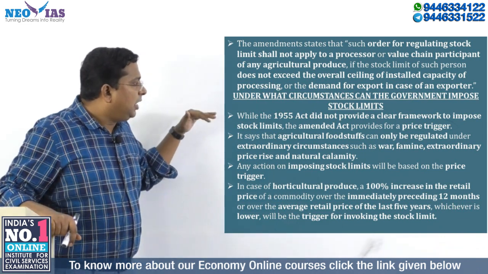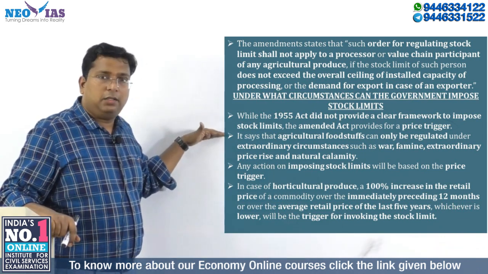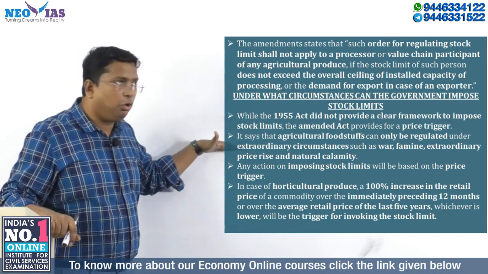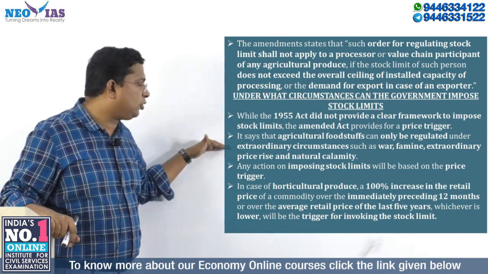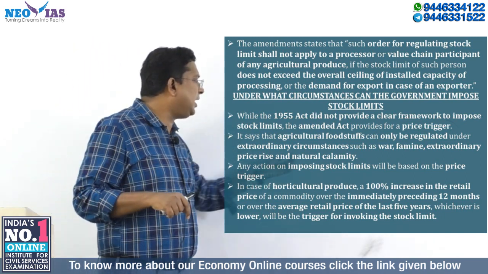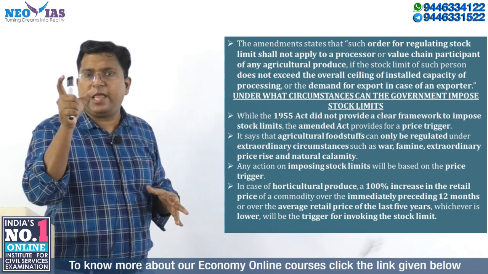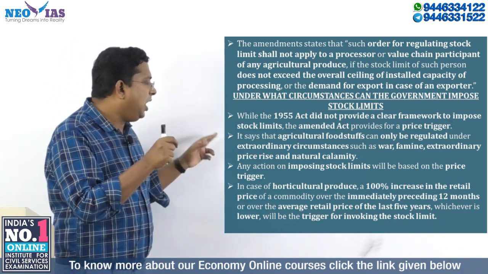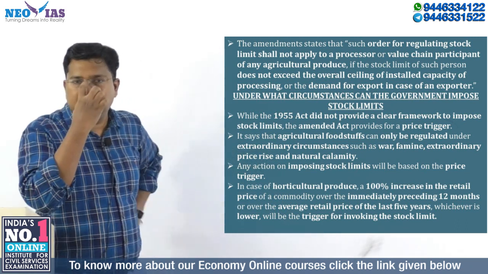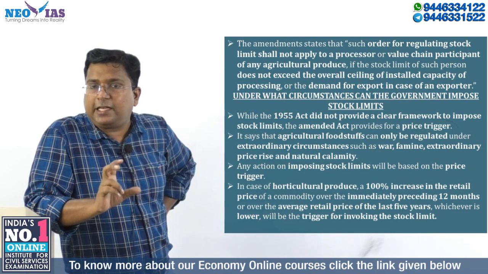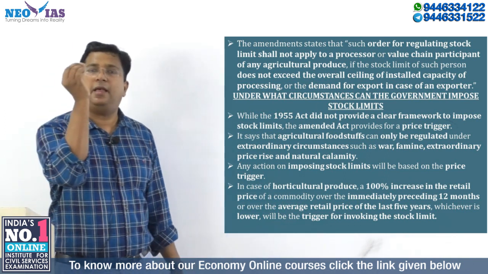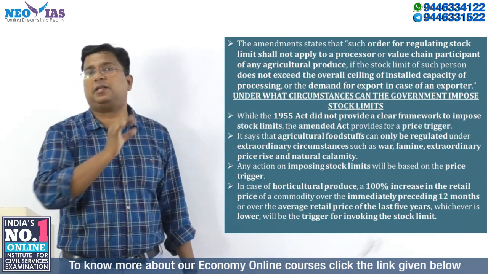It says that agricultural foodstuffs can only be regulated under extraordinary circumstances that we know, that is war, famine, extraordinary price rise and natural calamity. So this keyword, extraordinary price rise, is the issue. Any action on imposing stock limit will be based on the price trigger. So there, the word is extraordinary price rise. This price trigger is clearly explained in the 2020 amendment.